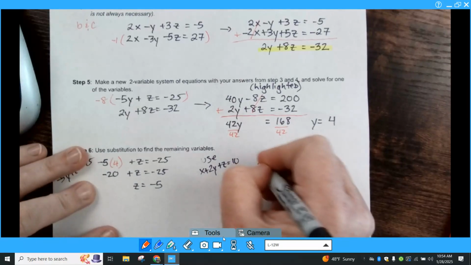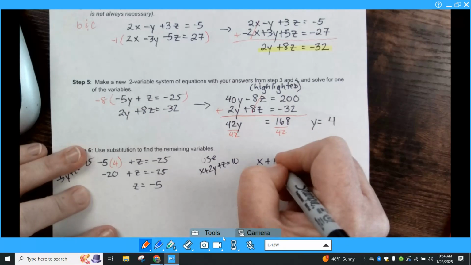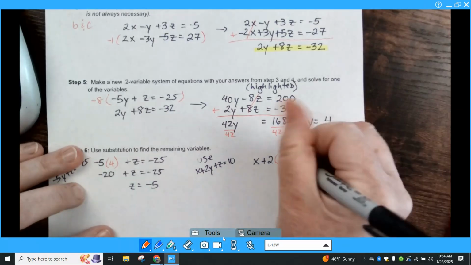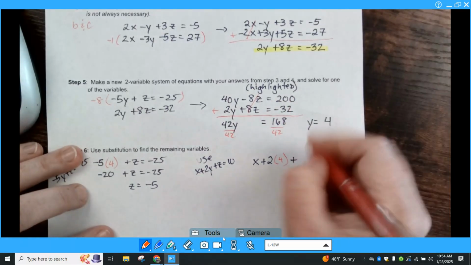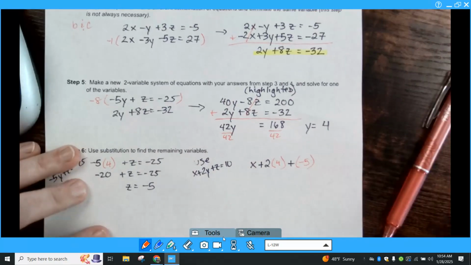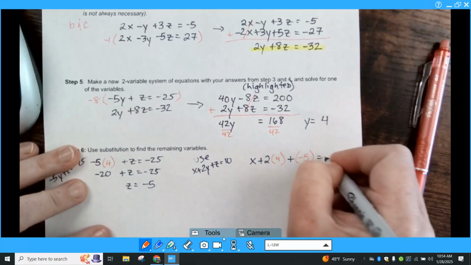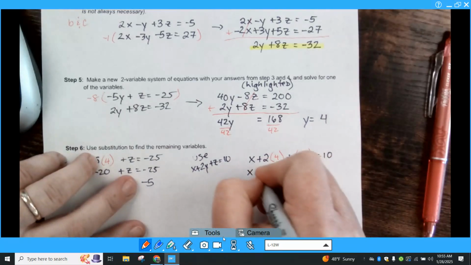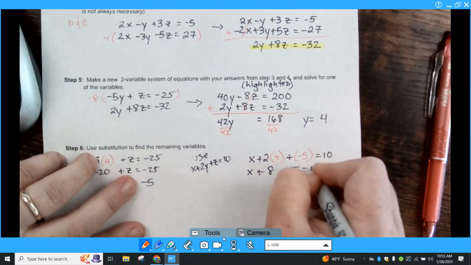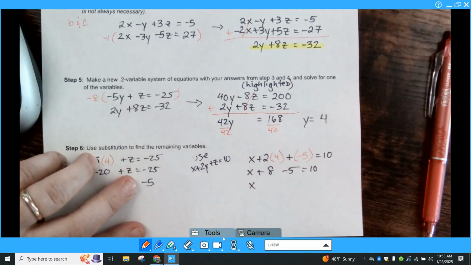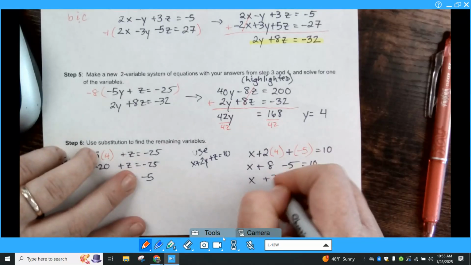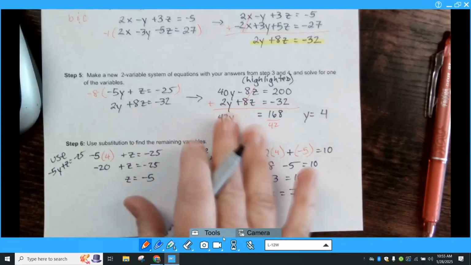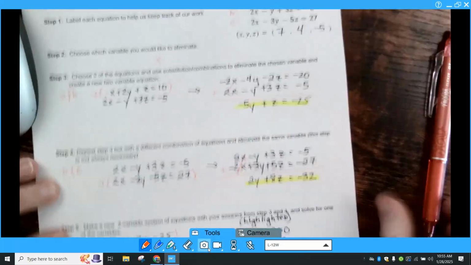So from what we know, we don't know x yet, but we know y is 4. And we know z is negative 5. And it's equal to 10. Okay, so this is x plus 8 minus 5 equals 10. I'm going to combine my like terms. 8 minus 5 is 3 equals 10. Subtract 3, my x is equal to 7. So I've got 7 as my answer.